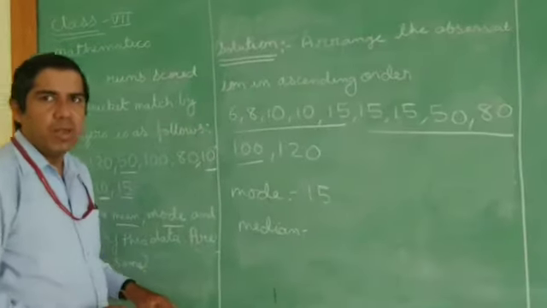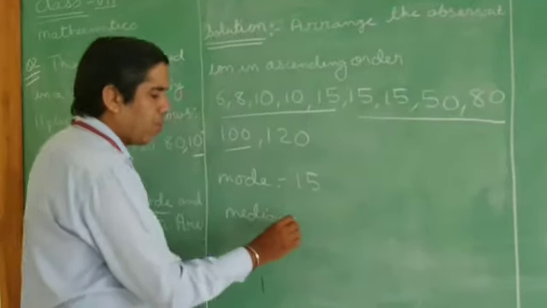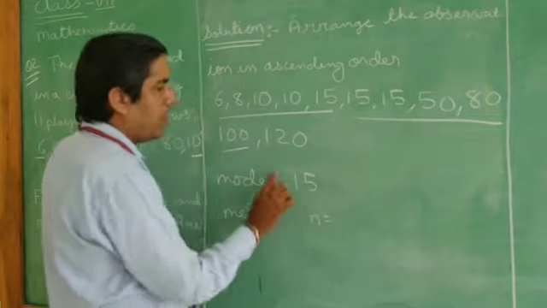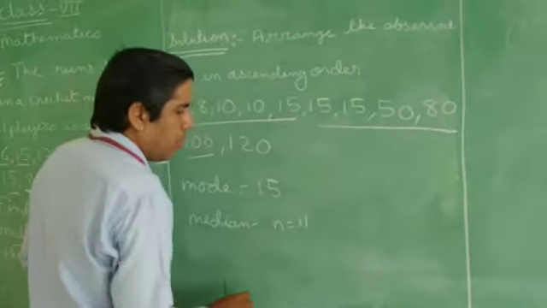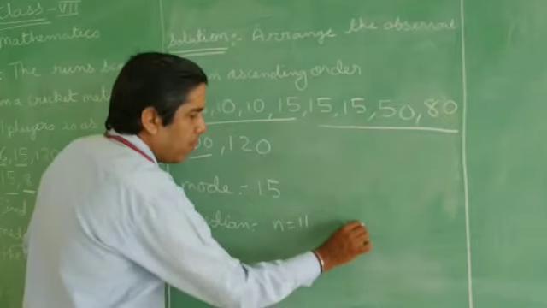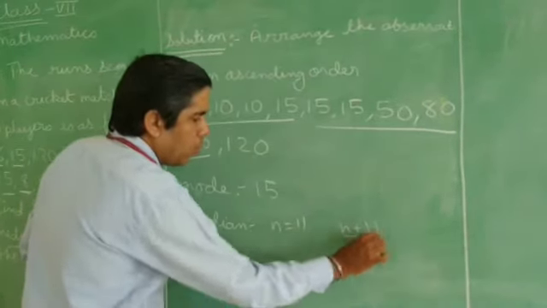Median is equal to, as we have already seen, the (n plus 1) by 2th observation. First, write how many players are there. N is 11, so it is an odd number. I will apply the formula (n plus 1) by 2th observation.